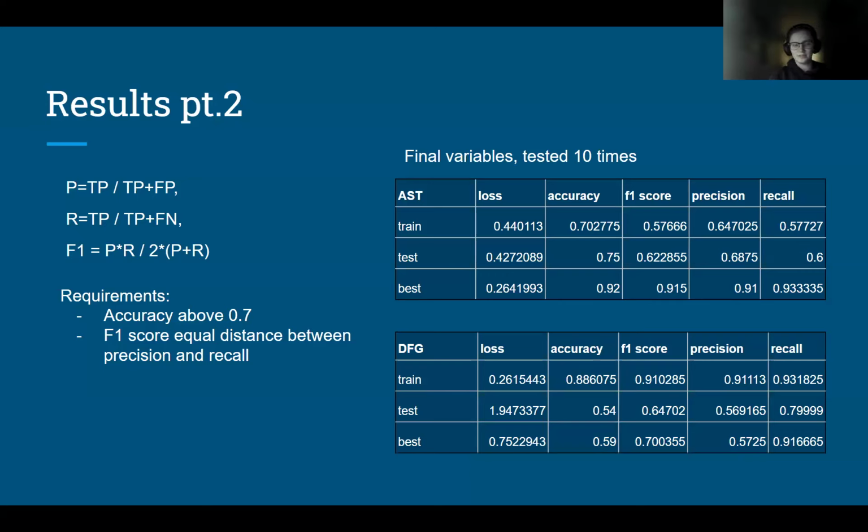So accuracy had to be above 0.7, and its F1 score had to be in equal distance between precision and recall. On the right, you will see the final variables, which we determined were the most ideal after running multiple variables. As for the AST, all accuracies were above 0.7. As well in the DFG, they were all above 0.7 except for the testing and best. The F1 score also was right between the precision and recall between every test, which is good to balance and mitigate what is required.